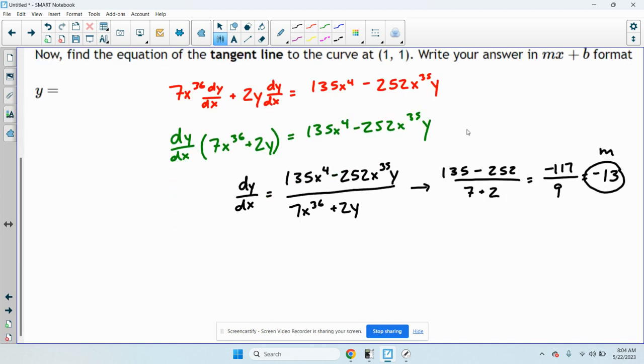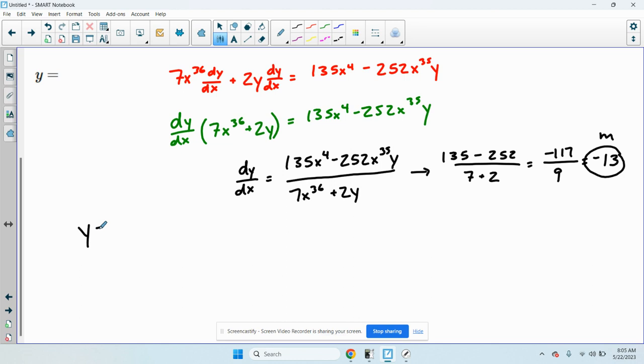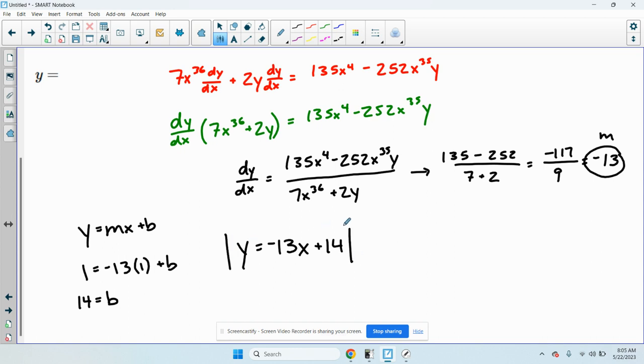So to find b, I just have to write out my equation of a line, y equals mx plus b, and replace x and y with the values given. 1 equals negative 13 times 1 plus b. Add 13 to both sides, you get b equals 14. So my equation is y equals negative 13x plus 14.